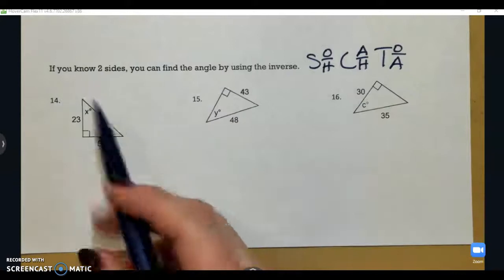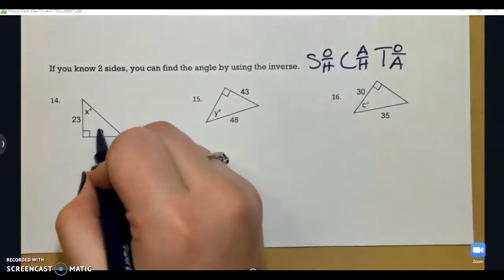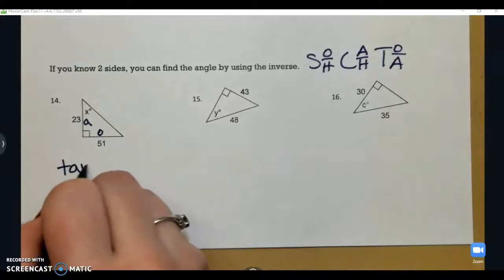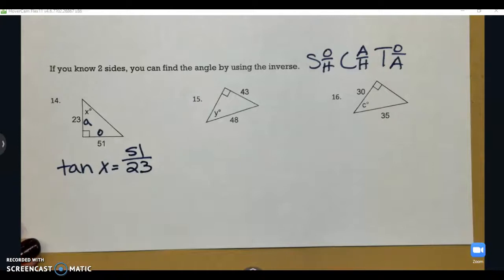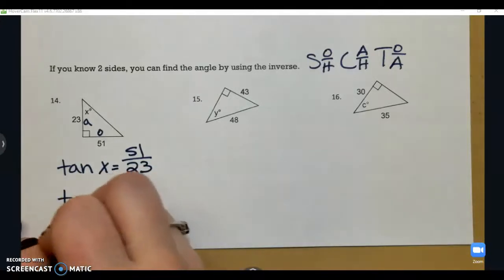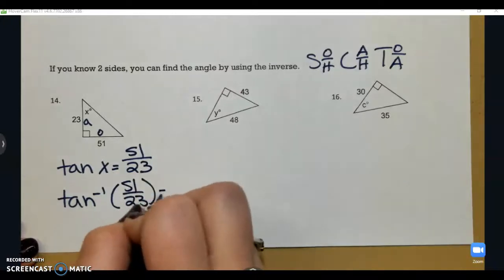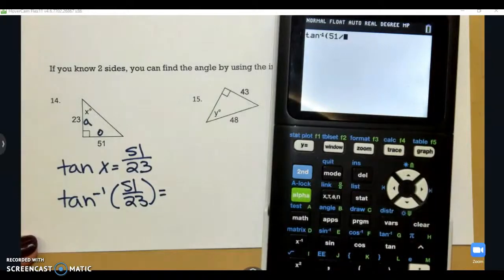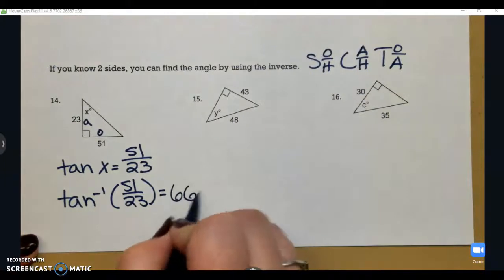So starting with 14, the sides that I'm given in reference to my angle x are the opposite and adjacent sides, which tells me that I'm probably going to want to use tangent. So the tangent of x is equal to 51 over 23. So to find x, what I'm going to take in my calculator is the inverse tangent of 51 over 23. And rounding to the nearest whole degree, that is going to give me about 66 degrees.